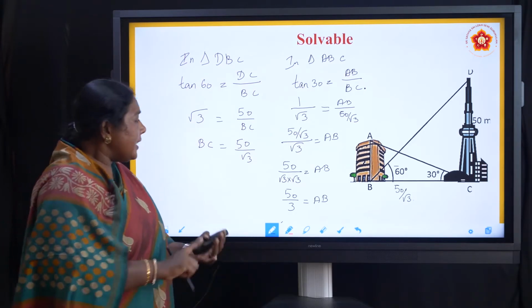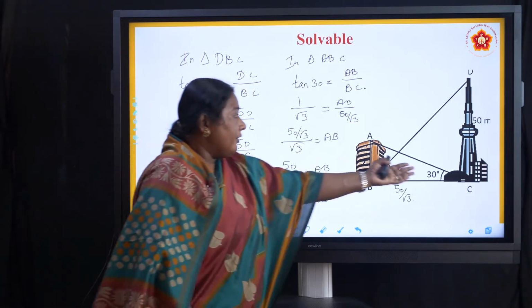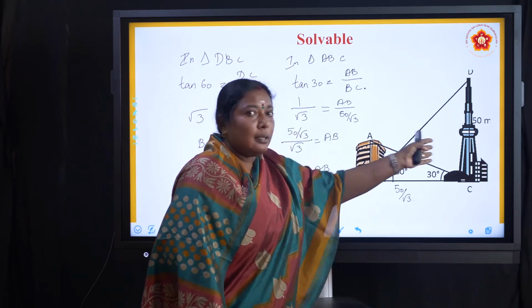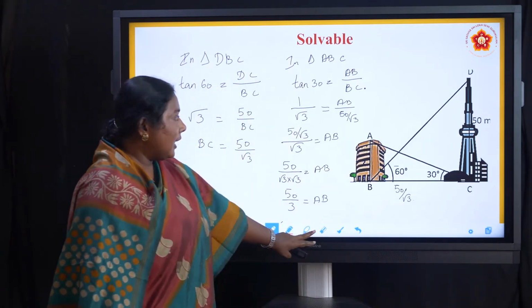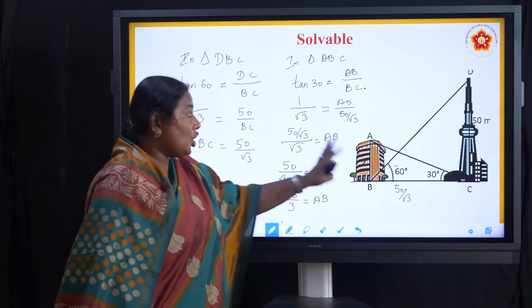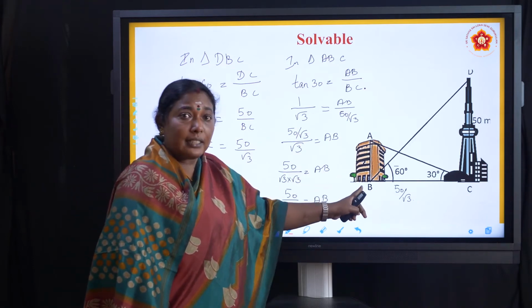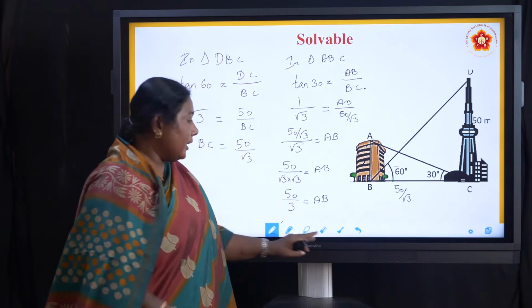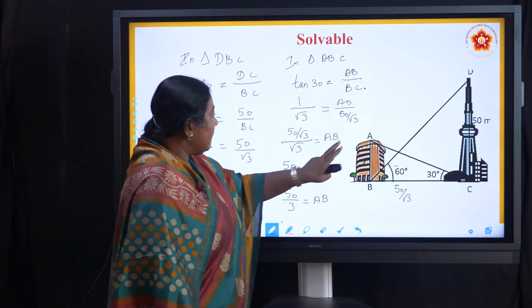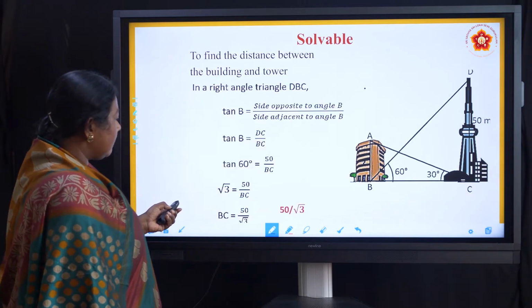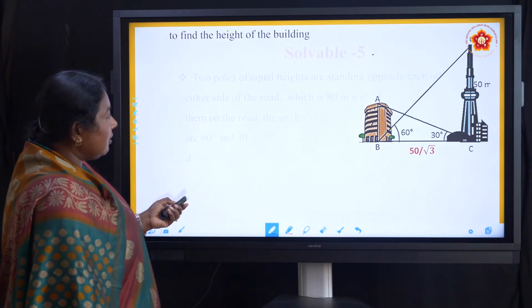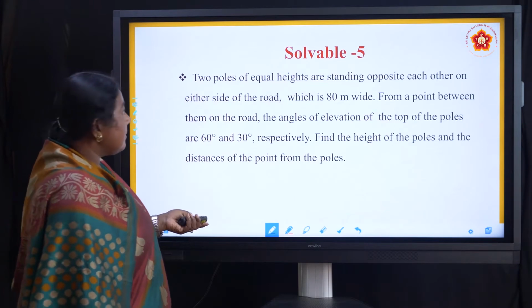Okay. So whether it is correct or not, how to find? We can see the tower is 50, then the building should be lesser than 50 only. That's all. Correct? I think you understood this. Just draw the figures correctly, put the angles correctly. Calculation is very easy. So that is what here we have given in words. 50 by root 3. Shall we move on to the next sum?